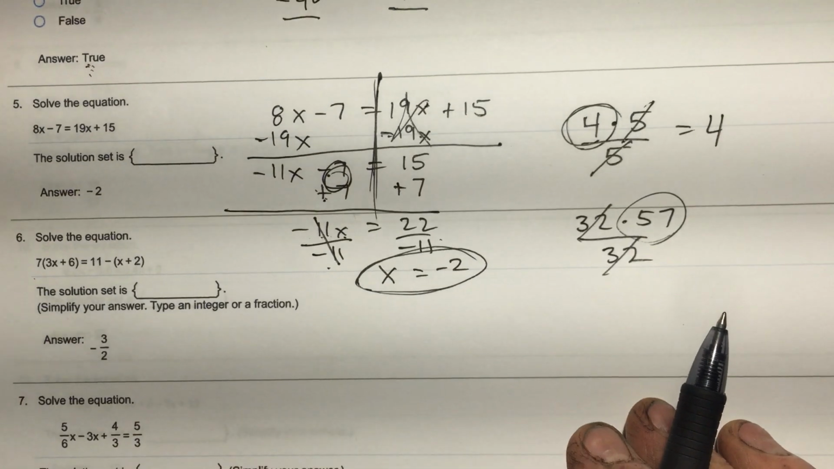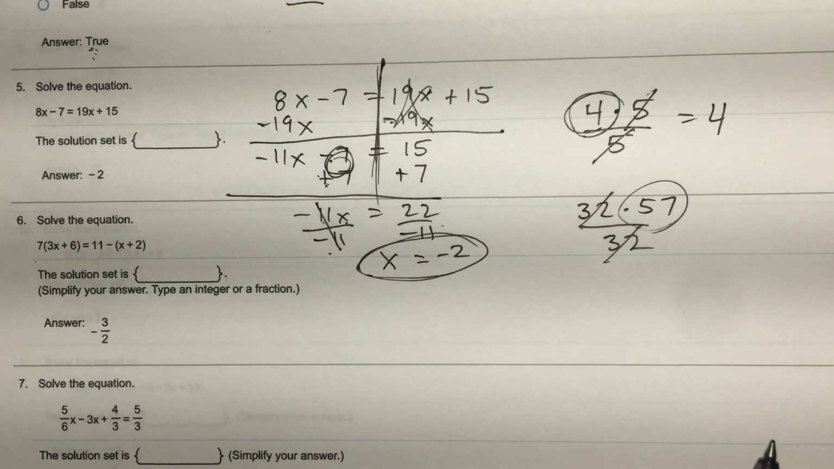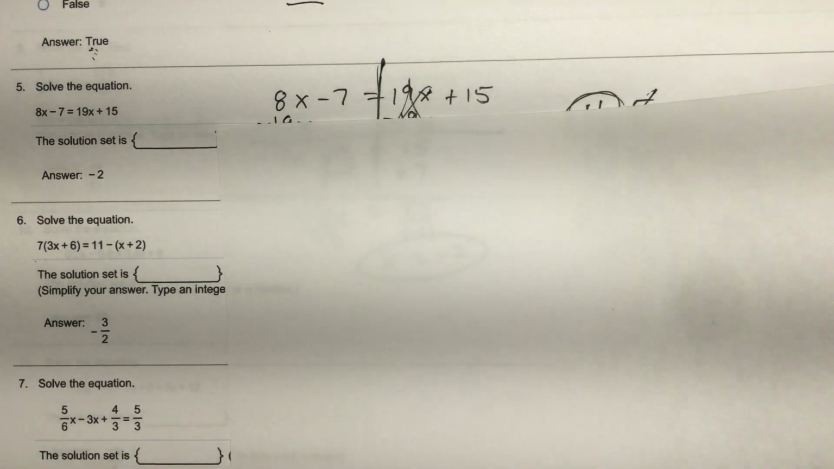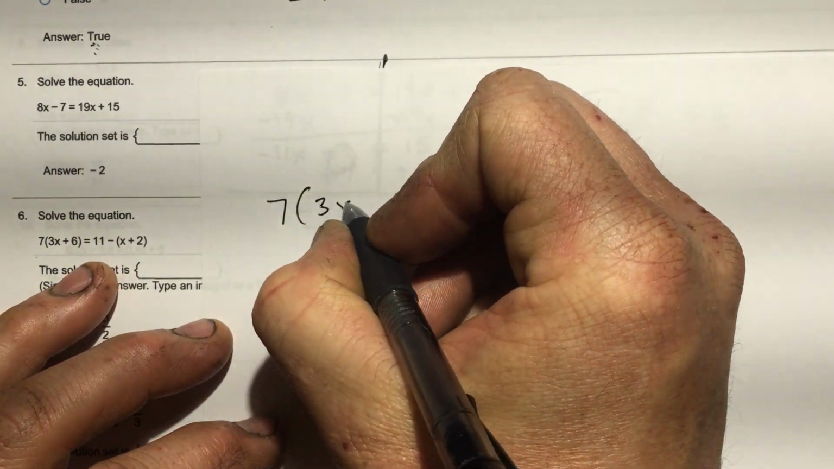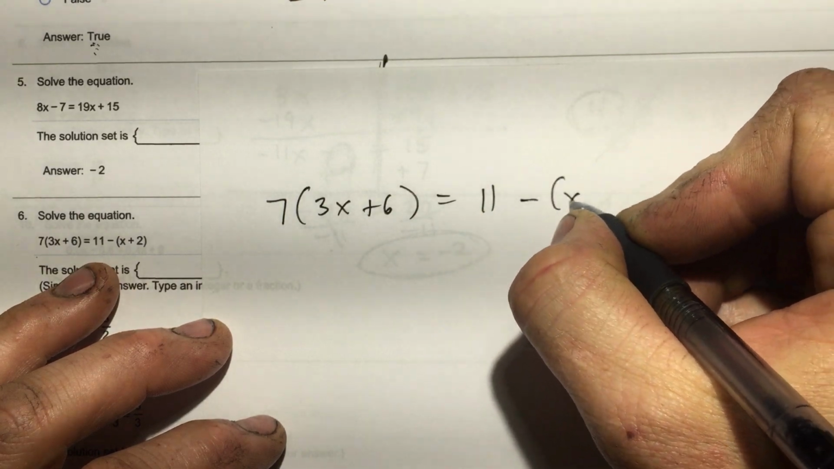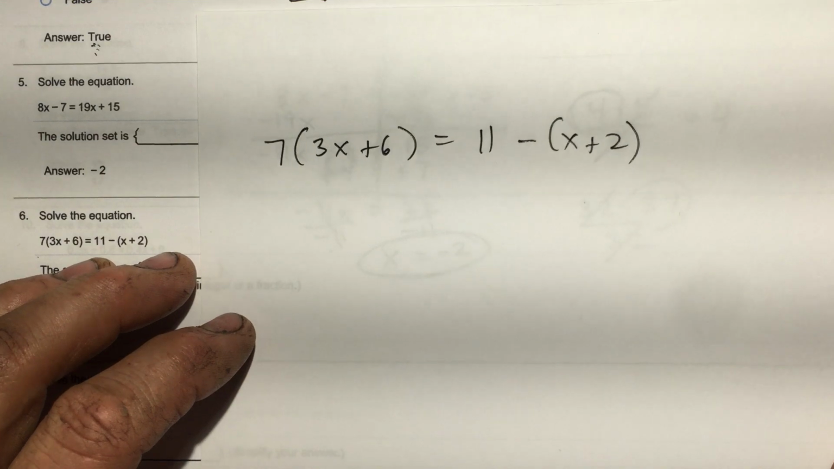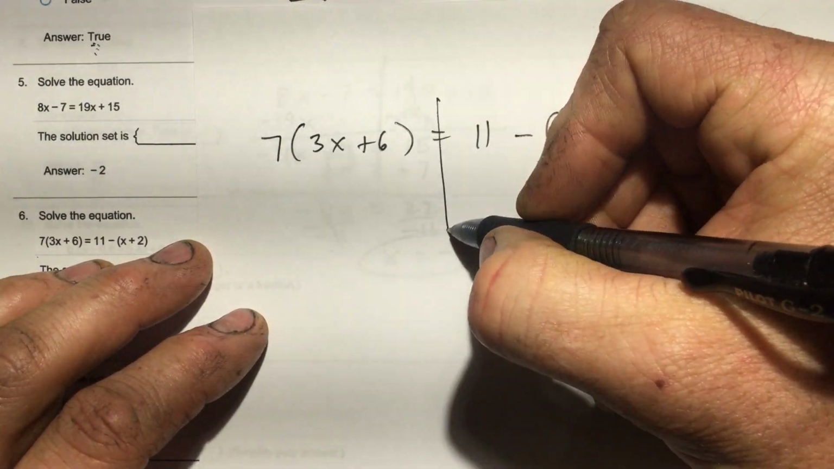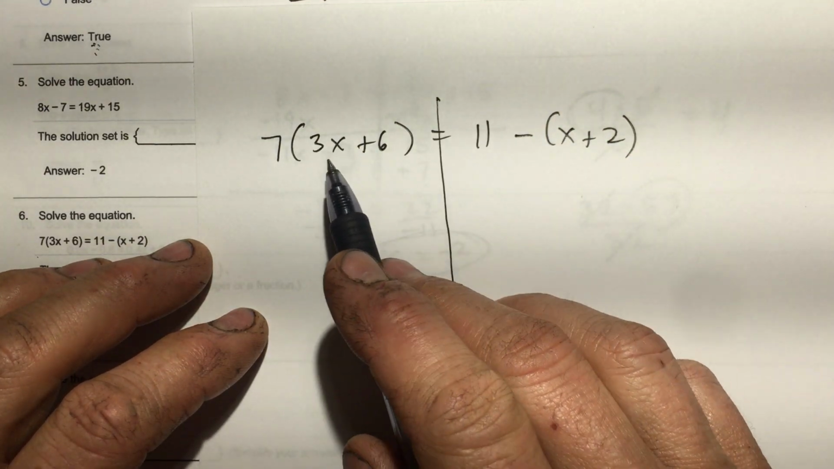And here's another one, number 6. Let me bring another piece of paper in here. This says solve this equation here. Let me write it down. 7 times 3x plus 6 equals 11 minus x plus 2. All right, so we're going to solve this equation. Here's my equals, so it separates into these two sides. So this equals this over here.